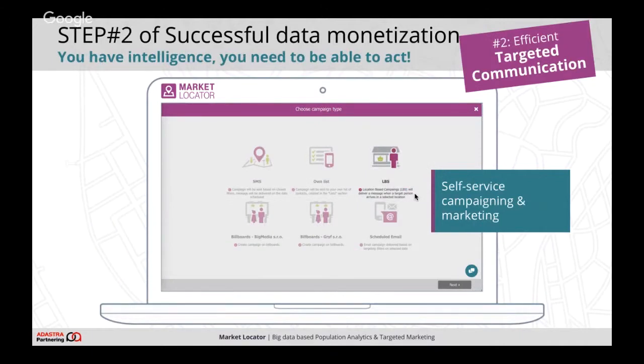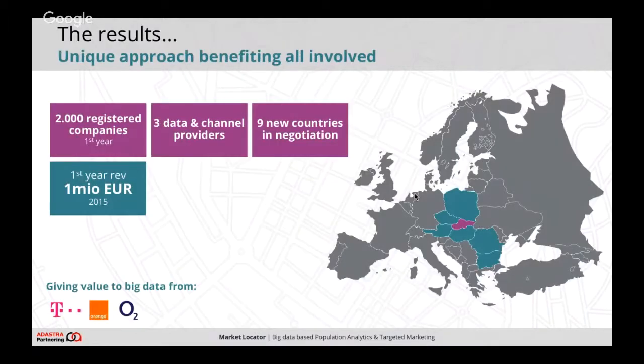And the second step was then creating that targeted marketing, targeted communication offering. So bringing in the different channels that a telco provider or a bank has available, let's say SMS, email, some visual forms through digital billboards, etc., and providing these in a self-service campaigning solution in an analogous way to what Google and Facebook do. So what were the results in Europe?